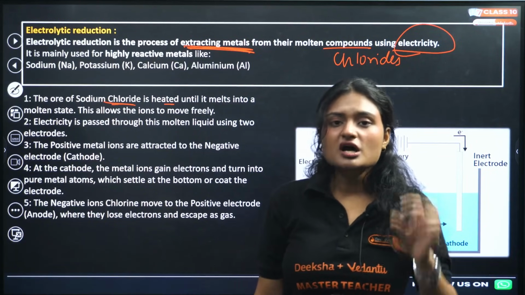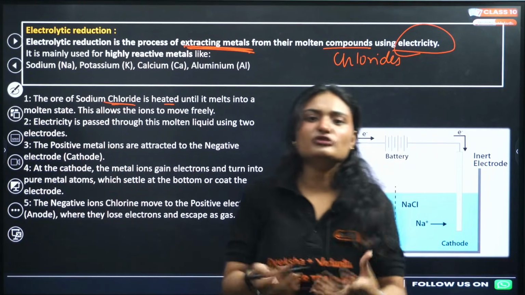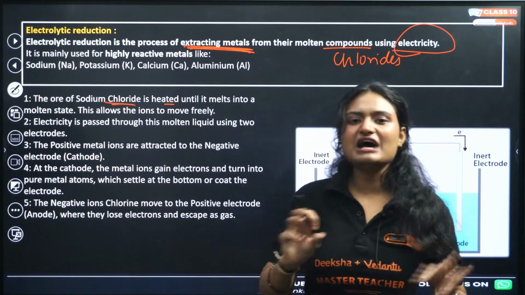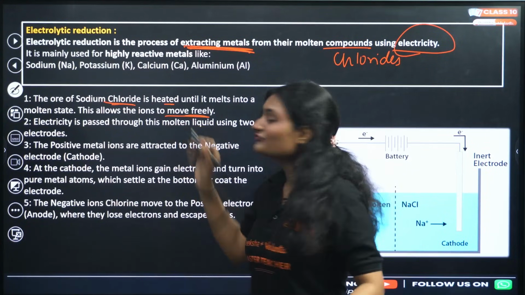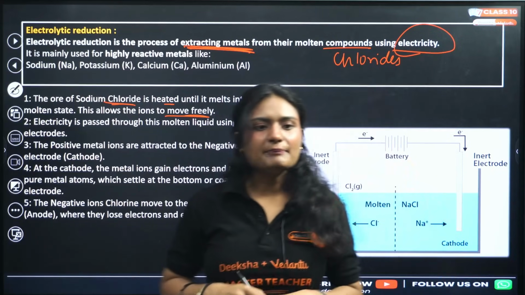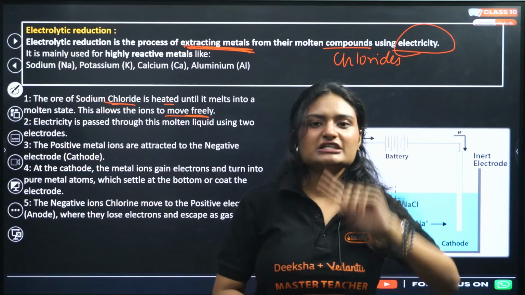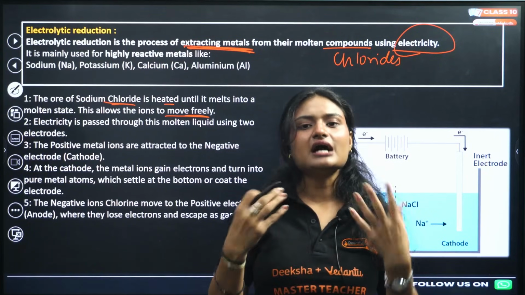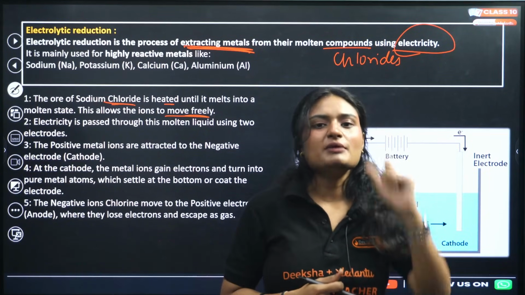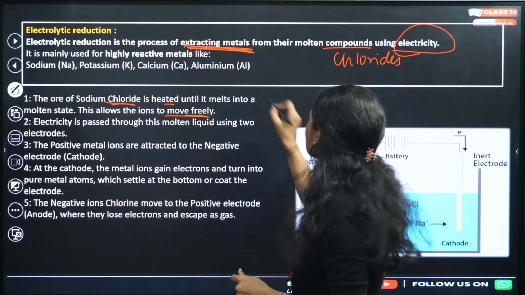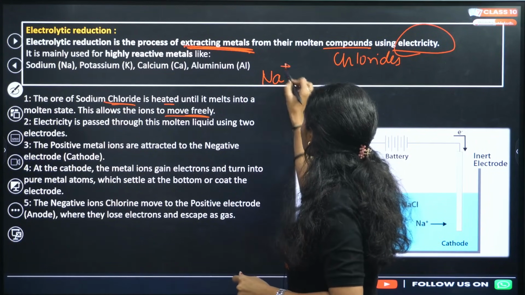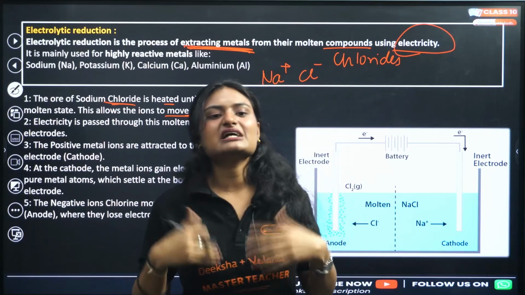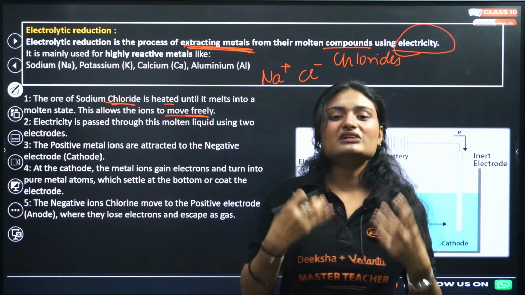So what we will do, we will take the chloride and melt it, and after melting we will have free ions. Then you pass the electricity. Firstly you melt it, then you pass the electricity. Now there are ions. If you have melted sodium chloride, what ions do we have? We have Na positive ion and Cl negative ion. These ions will conduct electricity.